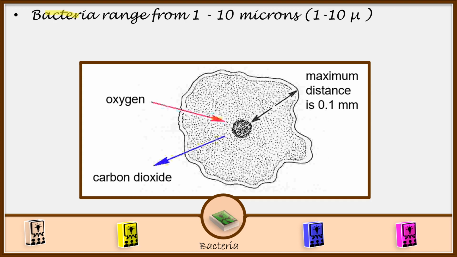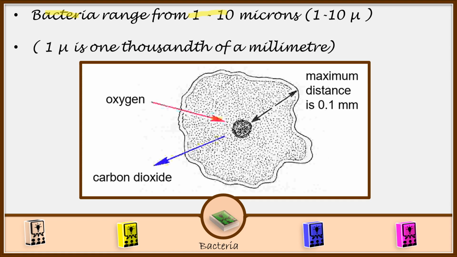Bacteria range from 1 to 10 microns. That is 1 to 10 microns, and 1 micron is equivalent to 1/1000th of a millimeter. 1 divided by 1,000 millimeters gives you a micron.